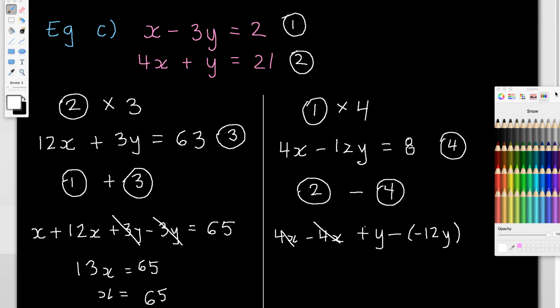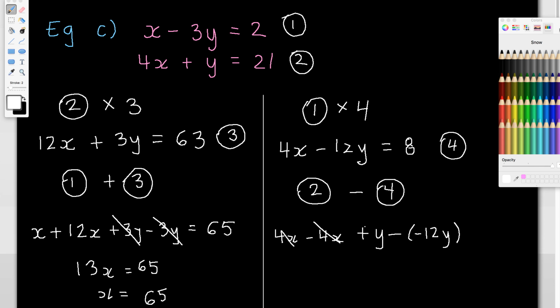Now that will be equal to 21 minus the 8. So I've got 1 minus the negative 12, so 1 plus 12. 13y equals 13, so y is equal to 1.